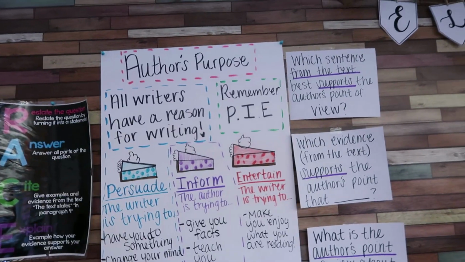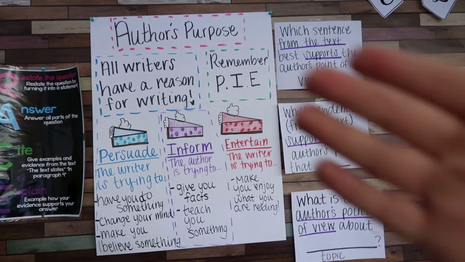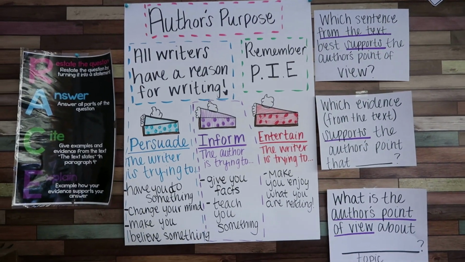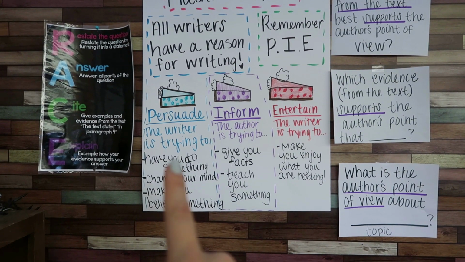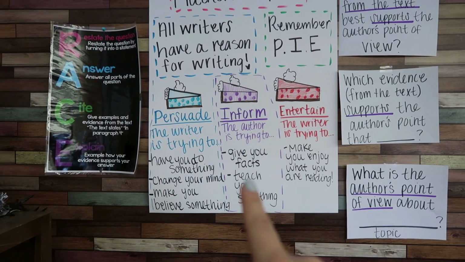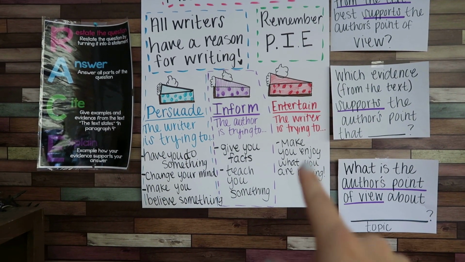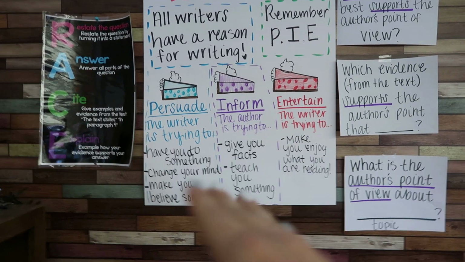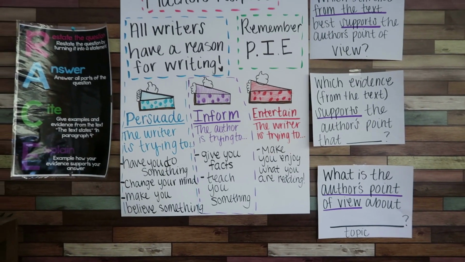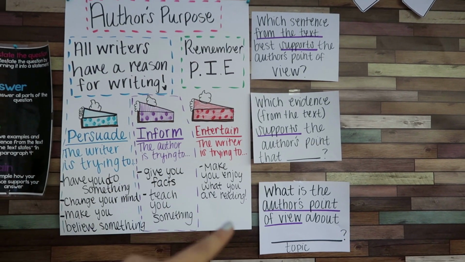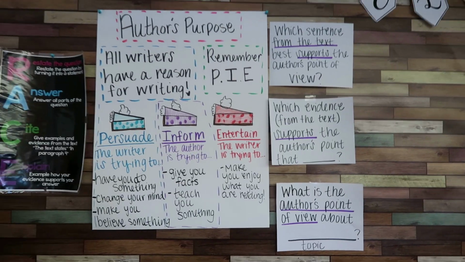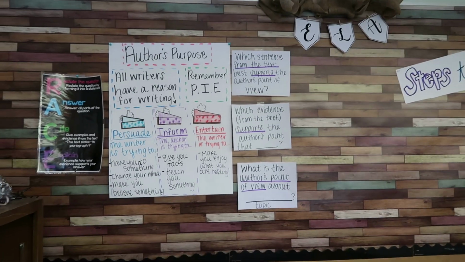This is the sentence stem I told them to use. The author's purpose of writing this is to blank the reader. For example, the text says blankety blankety blank. We went over this days prior, and I always say it's as easy as pie. Blueberry pie, persuade; blackberry pie, inform; and cherry pie, entertain. And it's the reasoning for all of that. You catch my drift. These are the questions they ask themselves while figuring out author's purpose, and that is on my ELA wall.